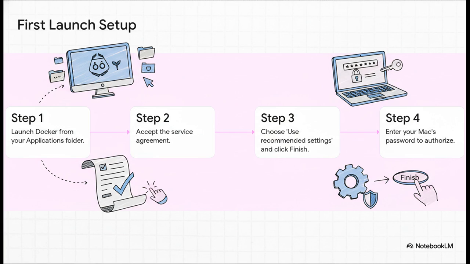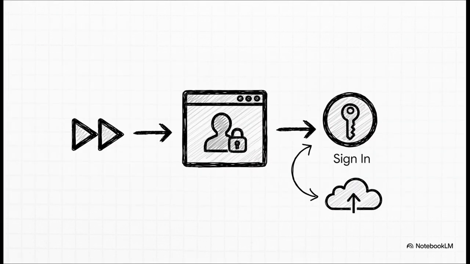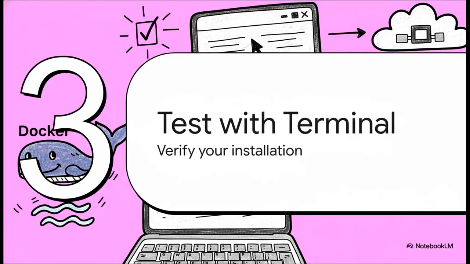Now go find Docker in your applications folder and launch it for the very first time. You'll just click through a few setup screens, go ahead and accept the agreement, stick with the recommended settings, they're totally fine, and then you'll get a prompt for your Mac's password to finish things up. Next up, you'll see this prompt to sign into Docker Hub. You can think of Docker Hub as like a giant library for all these pre-made application environments. It's totally optional for now, so feel free to just skip this part, and you can skip the survey that comes after too.